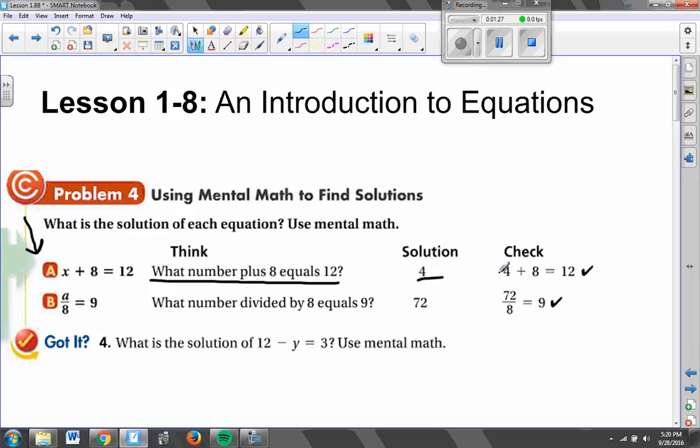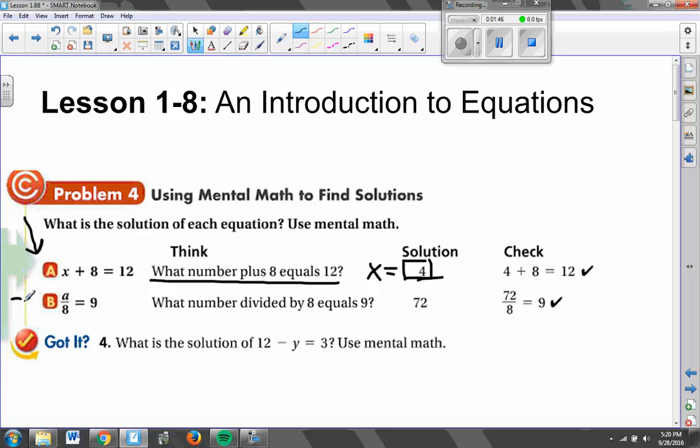And then it's very easy to check that. We'll just think to ourselves, okay, 4 plus 8: 8, 9, 10, 11, 12. 4 plus 8 is 12. So the solution to the equation is 4. The x value here would be 4. We would say x equals 4, okay?